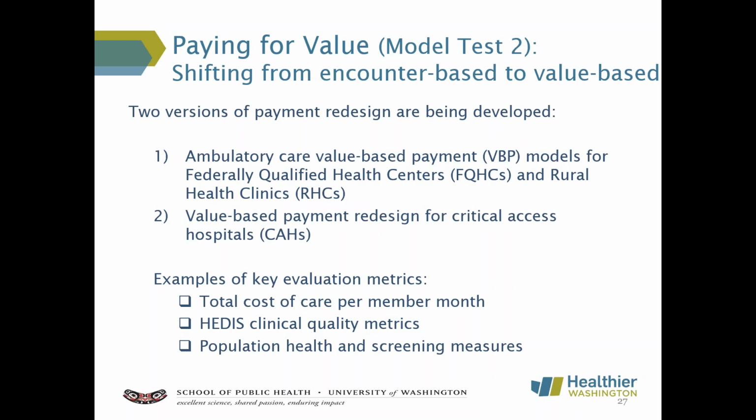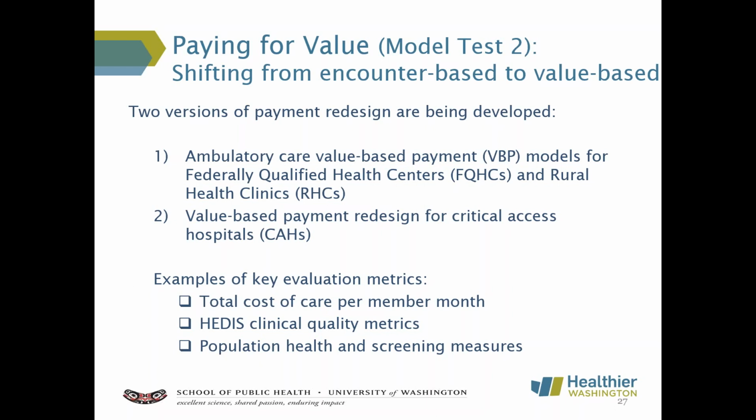But I'm going to discuss today the 3 payment models that we are accountable for leading at the University of Washington. The first is payment model 2, or model test 2, which is shifting from encounter-based fee-for-service type models to value-based payment, a key part of overall SIM. For this portion, there are 2 versions of payment redesign being developed. One is on the ambulatory care side. Value-based payment models are being developed for federally qualified health centers and rural health clinics.